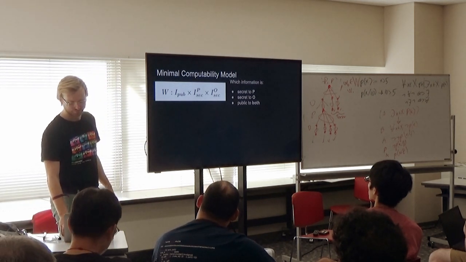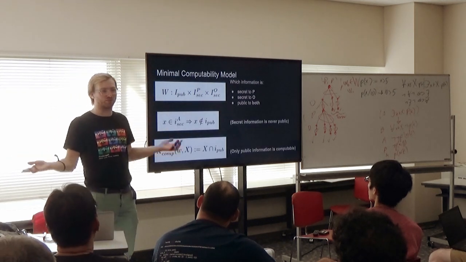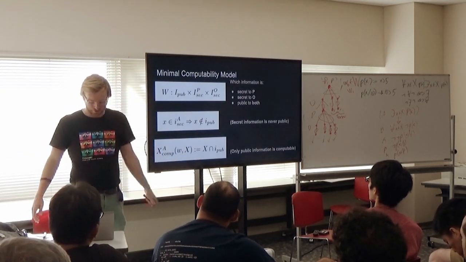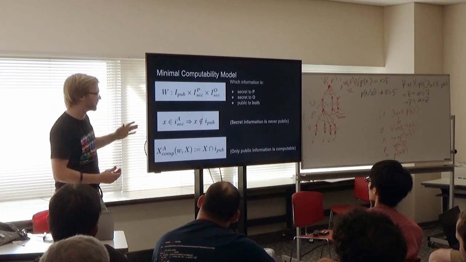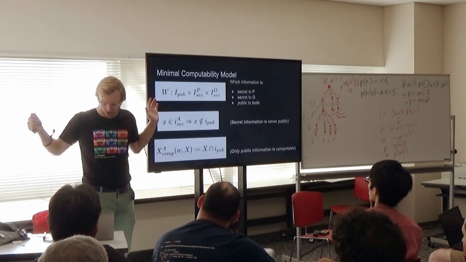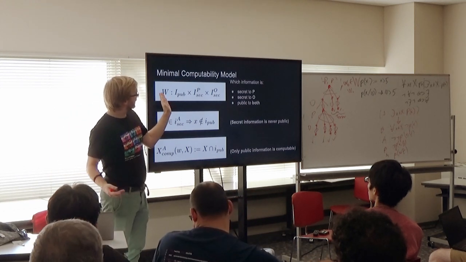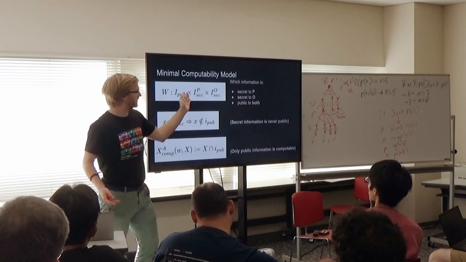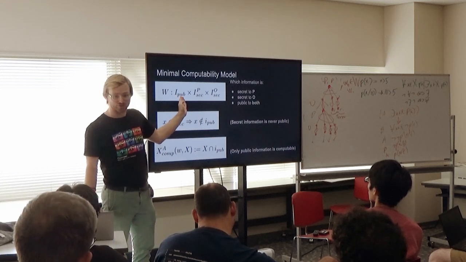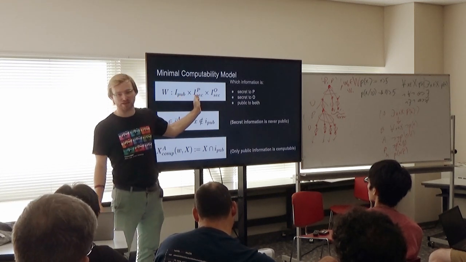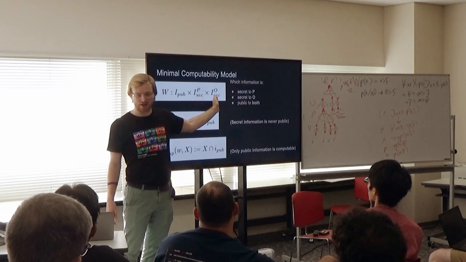Okay. So a very simple computability model that you can build, which is one that we deal with in this paper, which may or may not be accurate at all, is maybe the way that we define our worlds. We say that the set of worlds is defined by three things: a set of public information, a set of secret information to P, and a set of secret information to O.